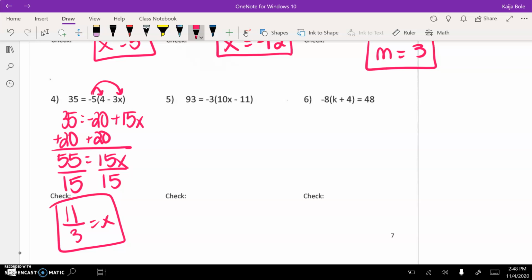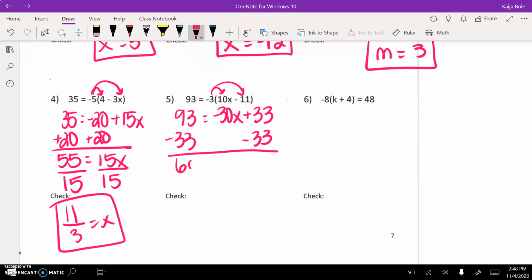All right, in the next one, I'm going to distribute the negative 3. So 93 equals negative 30x plus 33. So I would subtract 33 from both sides. So I get 60 equals negative 30x. Divide both sides by negative 30. So I get negative 2 equals x.